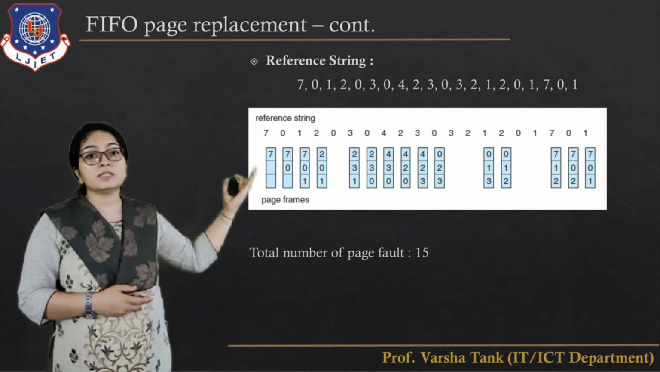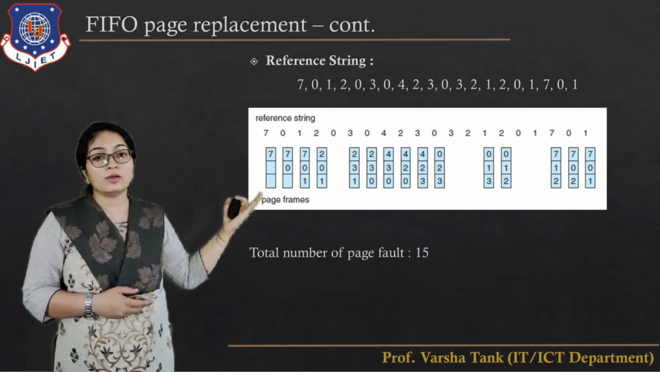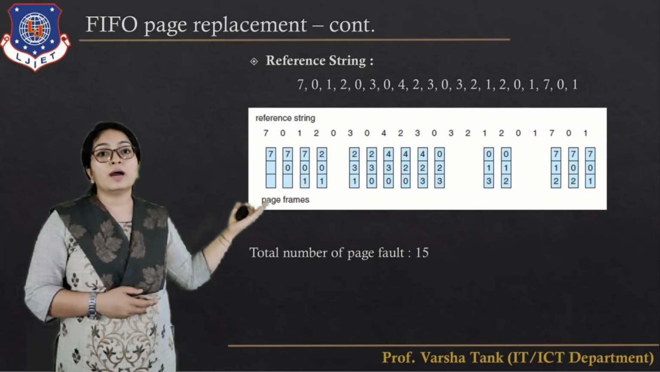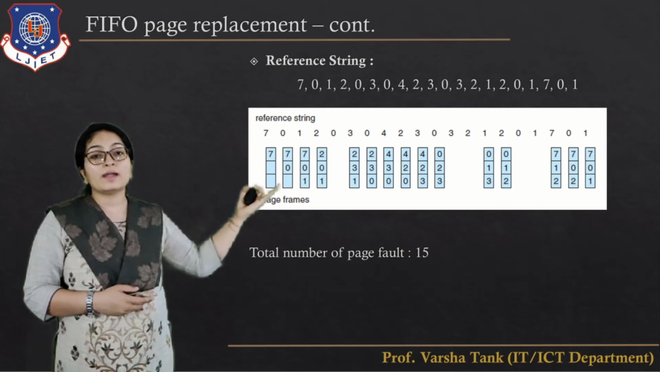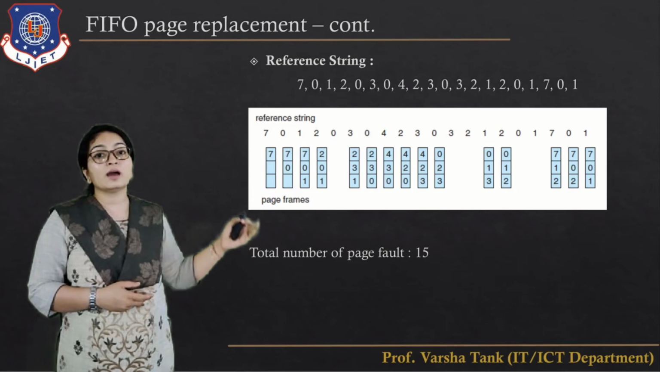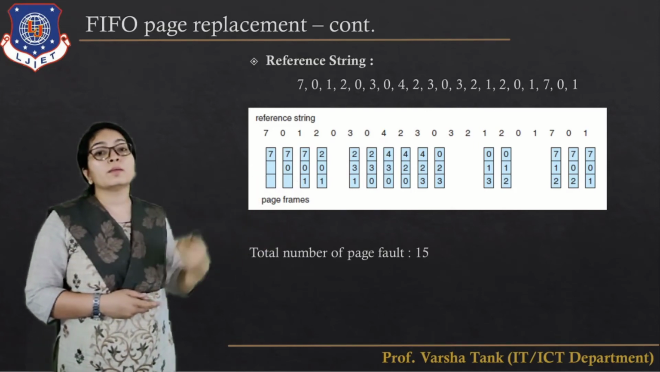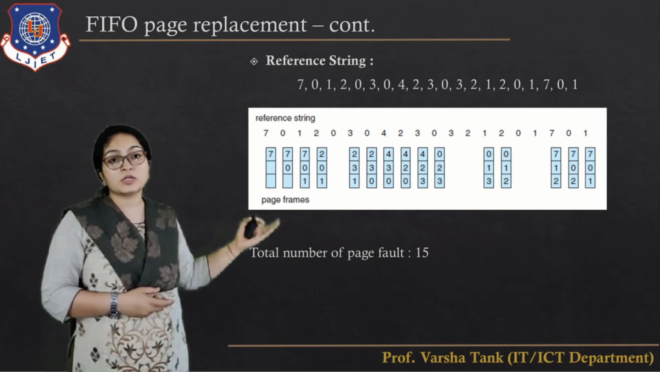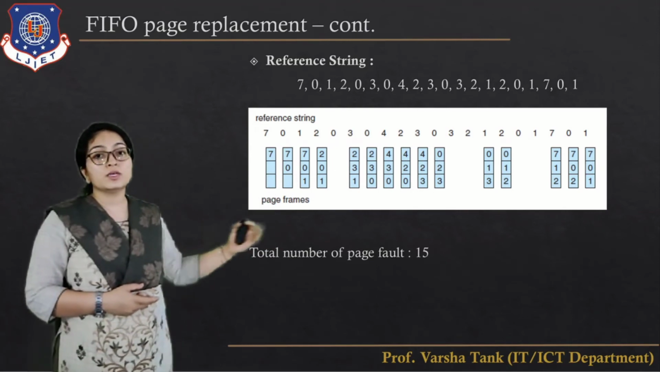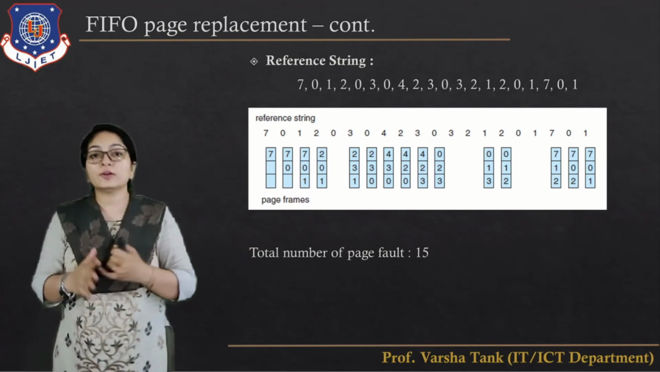Same way for 7, 0 and 1. For 7 the oldest one is the 0, so you are going to replace the 0. After that again we have replaced the 0 and right now we need the 0. So again the 1 will be replaced, and again right now we have replaced 1 and the 1 is needed. So we will replace the 2 by the 1 because 2 is the oldest one. So this is what first in first out is.